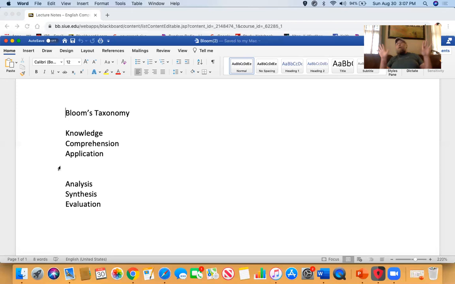All right, let's get back to Bloom. Analysis. What is analysis? What does it mean, at least in this context? Analysis in Bloom's taxonomy is basically understanding a complex system as the sum of its parts. You take something apart, you see how those parts interact, you can put it back together the exact same way, and you've just analyzed, as far as Bloom is concerned.